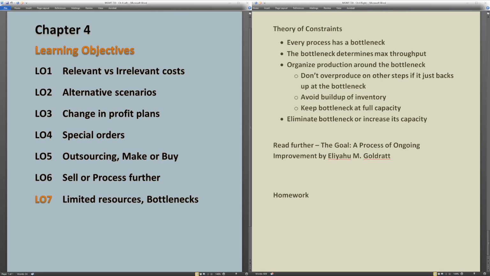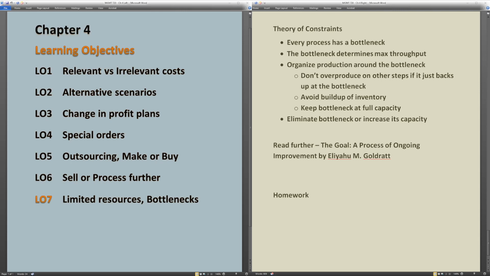So avoid buildup, avoid overproduction, keep the bottleneck running at full capacity, and also try and eliminate the bottleneck or increase its capacity. If you are contemplating going into a manufacturing environment later on in life or after you get your MBA, one of the books that I'd recommend is called The Goal by Mr. Goldratt. And the book is sort of a novelized version of his experiences during the automotive situation during the 70s.